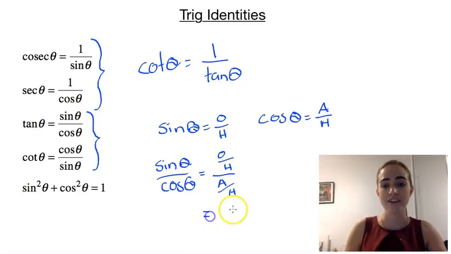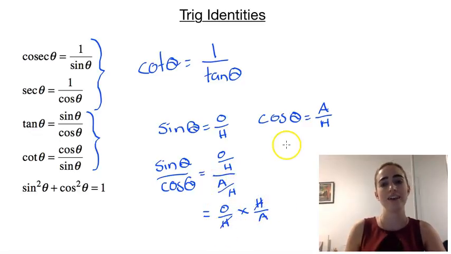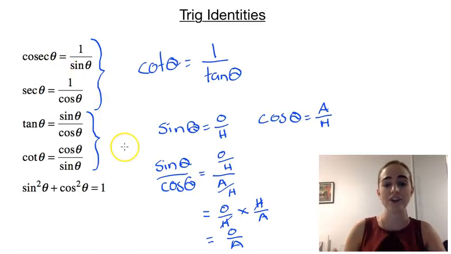Or if we rewrite that, we'd have opposite over hypotenuse times hypotenuse over adjacent, because we're multiplying by the reciprocal of that bottom fraction. And then our hypotenuses would cancel out, and we'd just be left with opposite over adjacent, which we know is tan. So sine theta over cos theta equals tan theta. Now, if tan equals sine over cos, then because cot is the reciprocal of tan, that means that cot is equal to cos over sine, so the reciprocal of that. So those are called the ratio identities. We've got our reciprocal identities and our ratio identities.